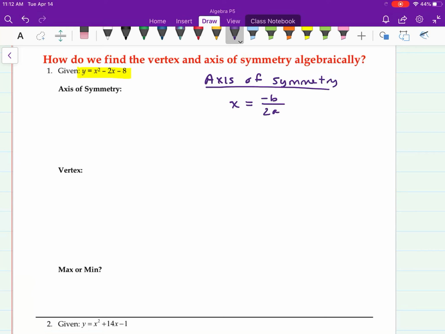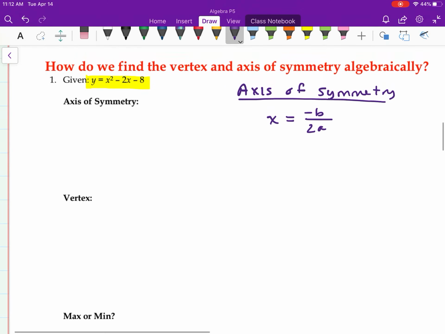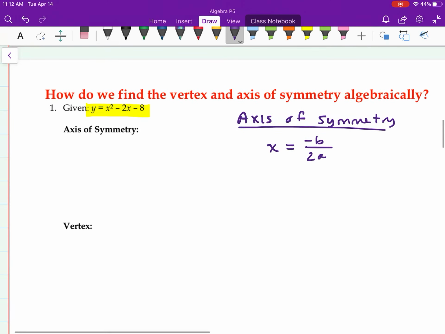So you might be saying to yourself, well, where do the a and the b come from? If you remember, standard form of a quadratic equation is y equals ax squared plus bx plus c. So the a and the b come from the equation. A is what's in front of the x squared, and b is what's in front of the x. So I'm looking here at this equation, and I want to find out what's a and what's b. A is what's in front of x squared, and then when I look at this equation, there's really a 1 in front of it, so a is 1.